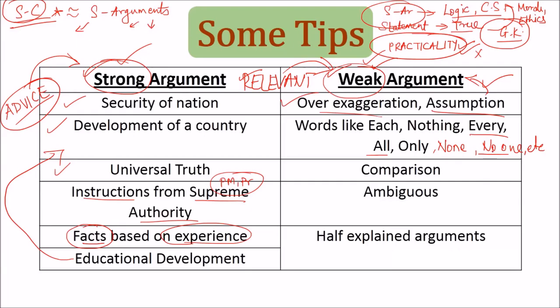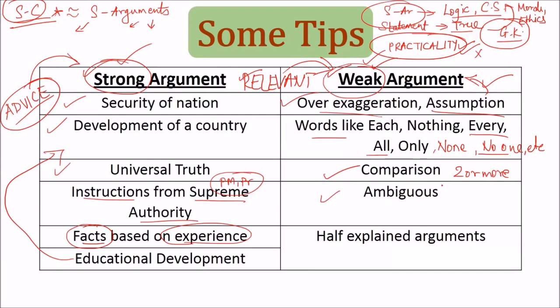You cannot say every person in this world is intelligent or every person in this world is stupid, because it is a very, very weak argument. You cannot keep everyone in the same line. Each person is unique. Next is comparison. When you compare two or more things, it is a weak argument. Again, comparison is similar to this, that not all people are the same.